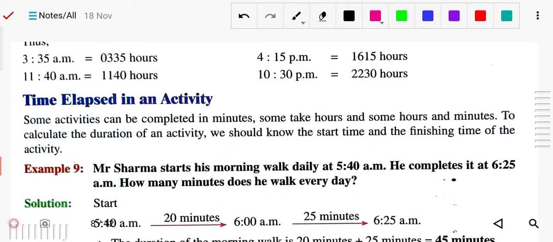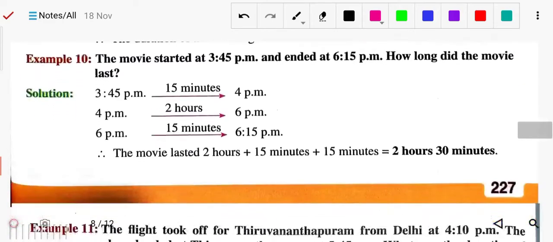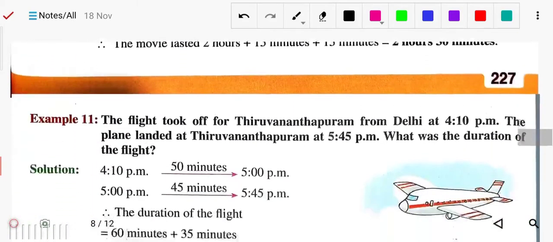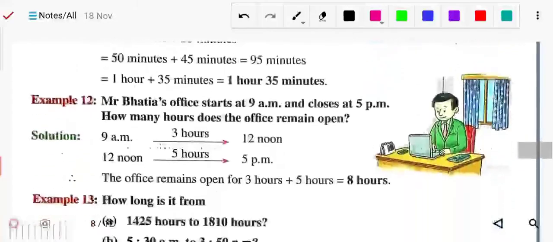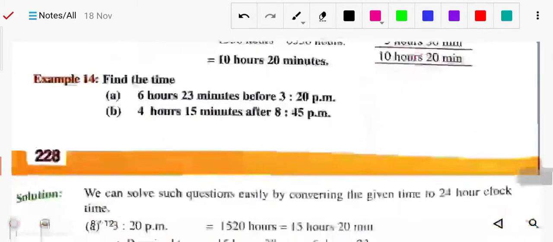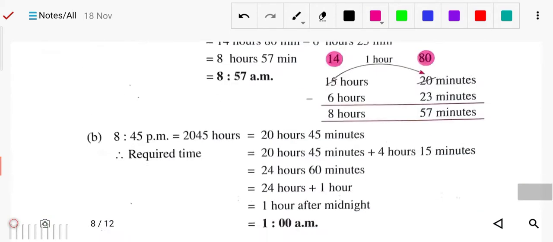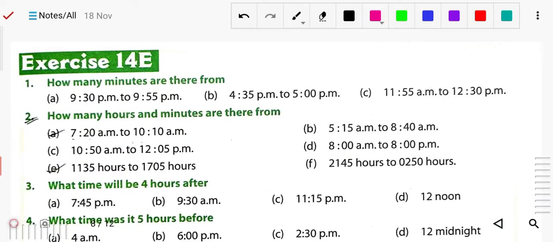Now next you can see time elapsed in an activity, which means whenever we are doing any work, how much time it has taken. These examples are questions based on elapsed time. You can see how much time was taken from 12 hours 45 minutes to 18 hours 10 minutes. You can go through these examples. Now we will solve exercise 14e directly.